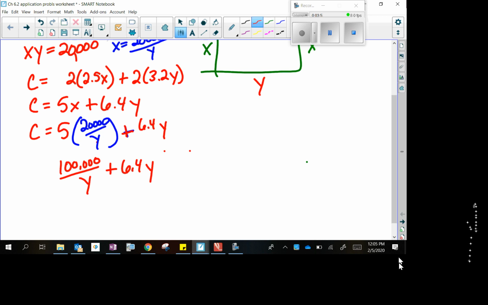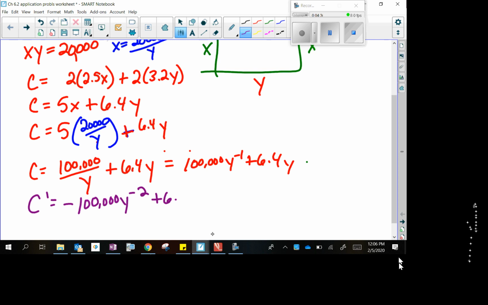Everybody good? Okay, so now, can we combine these at all? No, the y on the bottom and the y on the first. So what's next? Derivative. First, let's rewrite this: 100,000 y to the negative 1 plus 6.4y. And now we take the derivative. So we get negative 100,000 y to the what? Negative 2, plus 6.4.